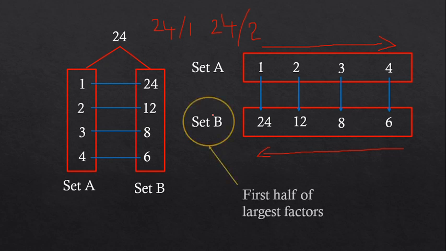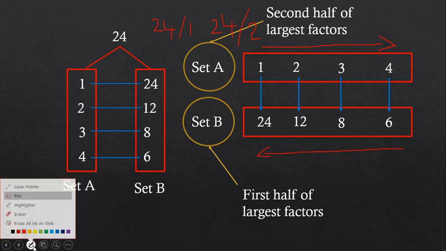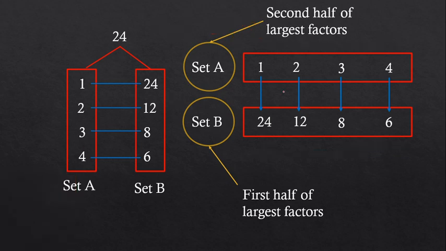In set B, I have the first half of the largest factors. In set A, I have the second half of the largest factors. I divide them into two sets. So based on the K value, we will print a value from set B or from set A. That is purely dependent on the K value.